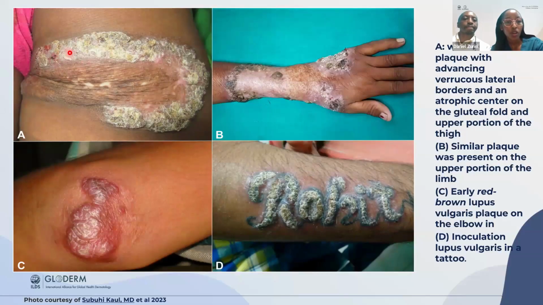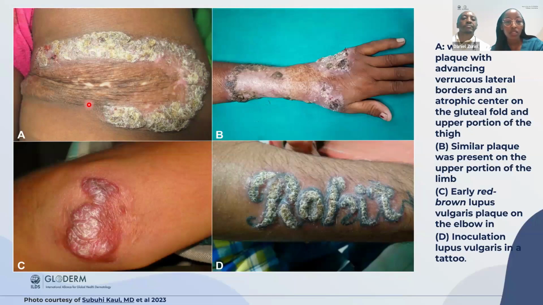As you can see in this particular photo, we have a very well-defined plaque. The edge of this plaque is defined by a lot of scaling. It looks indurated. We also have a lot of underlying erythema and this overlying yellow-colored crust. The center of this plaque is atrophic in nature, and one end of this plaque appears to be resolving. So this is what you typically see in a patient who has lupus vulgaris.